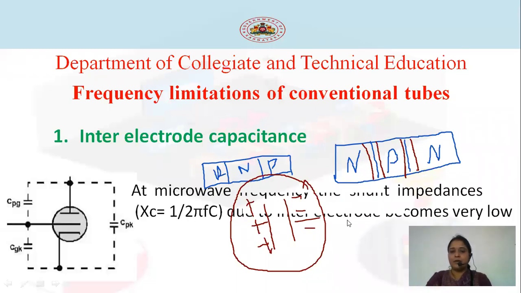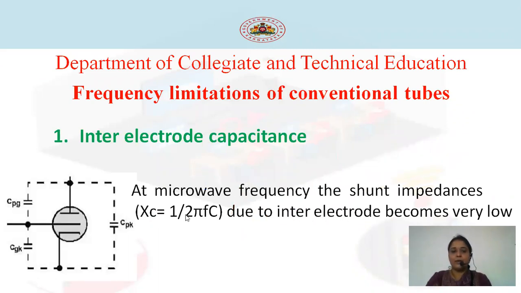Why? Because Xc is equal to 1 divided by 2 pi f c. Therefore the capacitor's impedance and the frequency are inversely proportional. If frequency is less, this Xc is very high. If impedance is very high, they will act as an open circuit.